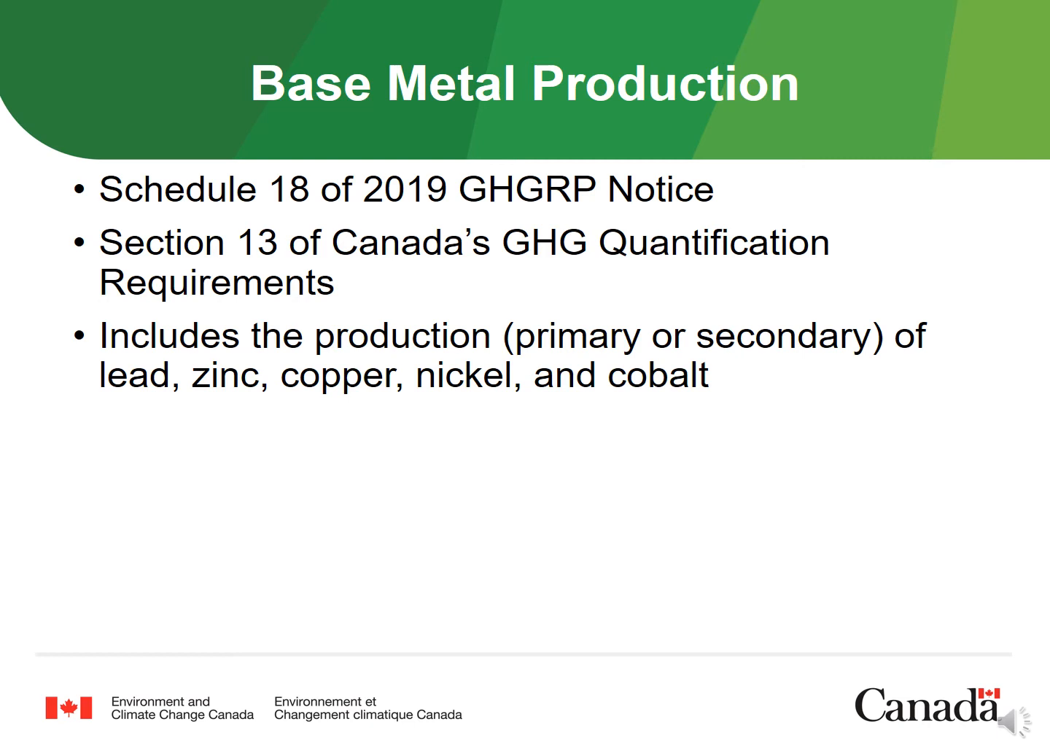Primary production includes the smelting or refining of base metals from feedstock that comes primarily from ore. Secondary production processes include the recovery of base metals from various feedstock materials such as recycled metals. Note that while not discussed in this video tutorial, fuel combustion and flaring reporting requirements are applicable to base metal production facilities as well. These requirements are discussed in a separate video tutorial.